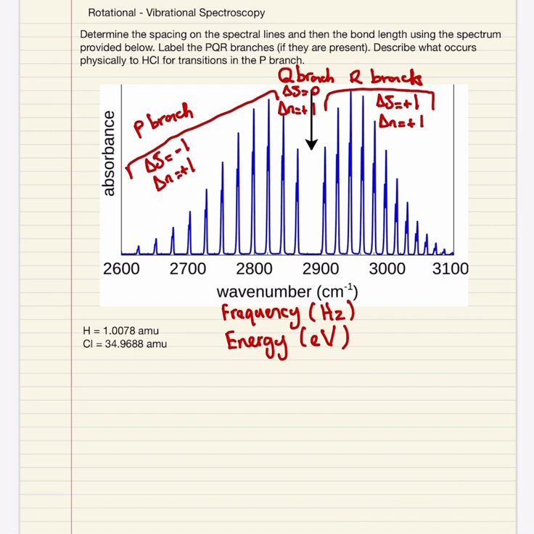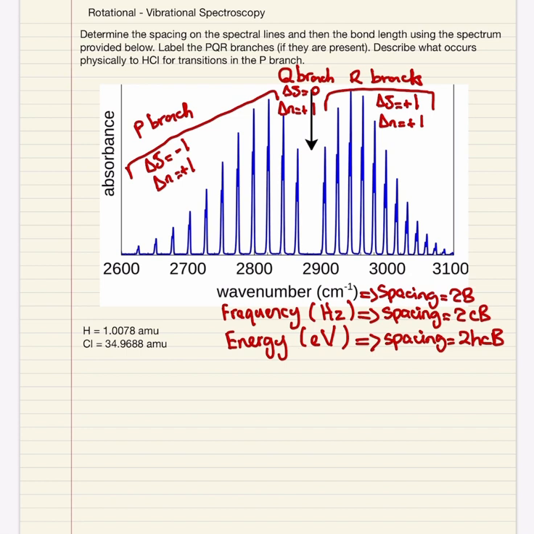Now let's talk about the spacing on the spectral lines. The very first step is to determine the x-axis, because it can be in wave number, frequency, or energy. If the x-axis is in wave number, the formula for the spacing is equal to 2B. If the spacing is for frequency, it's going to be 2cB. I'll tell you what B is in a moment. For energy, the spacing formula is going to be 2hcB.